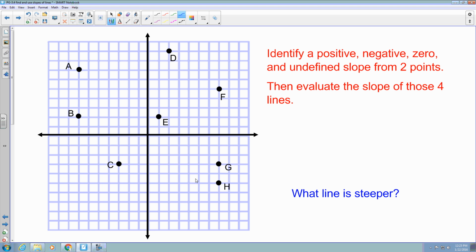So like I could say let's do the zero and the undefined. Like I could say FG right here. This is an example, so I'm sorry, G and H. So like G and H, this would be an example of an undefined slope.